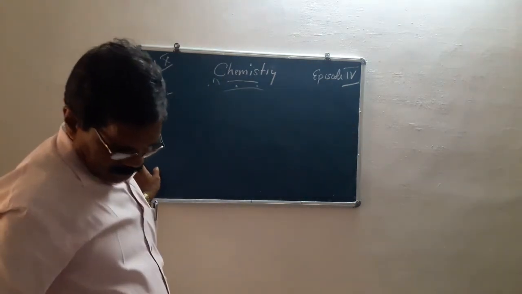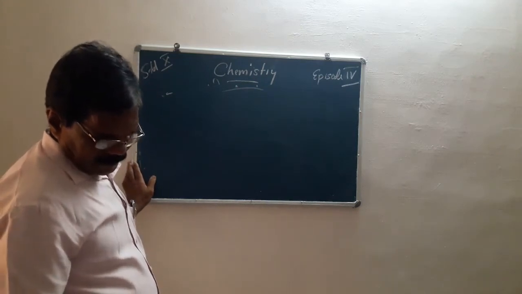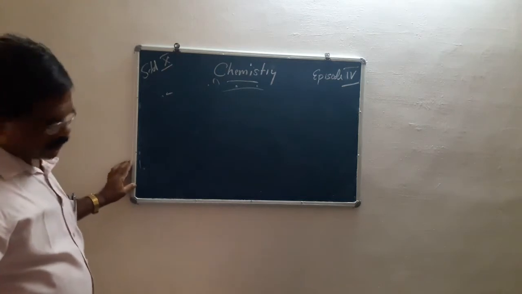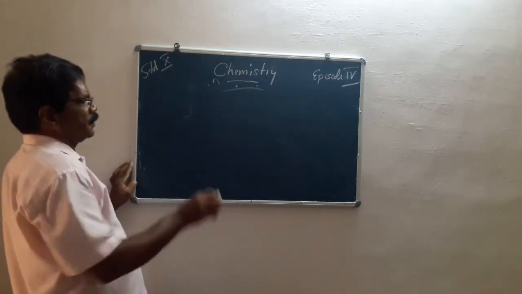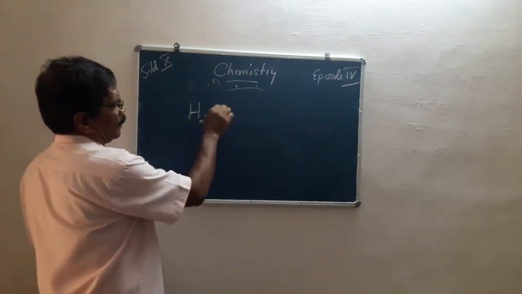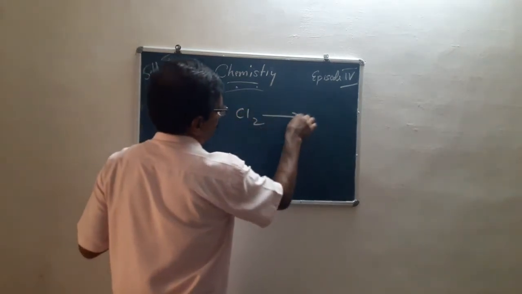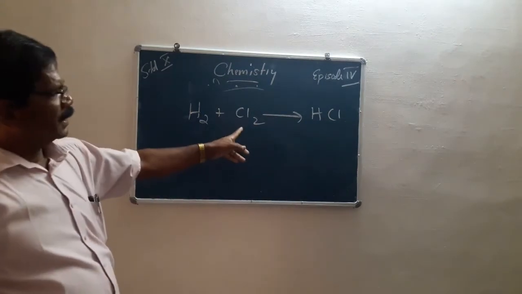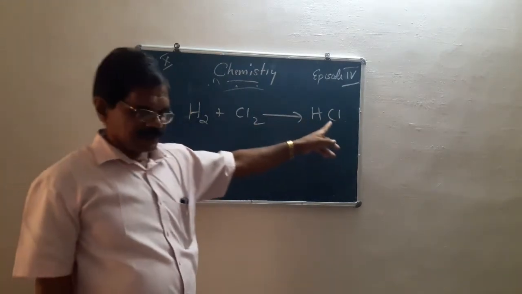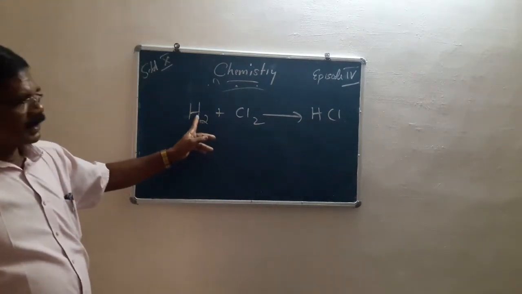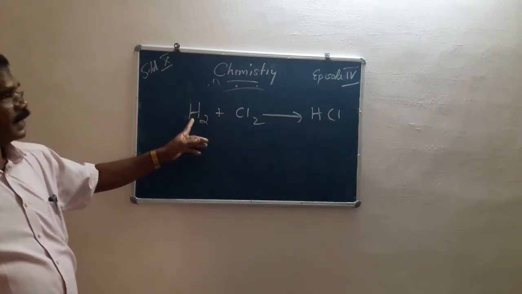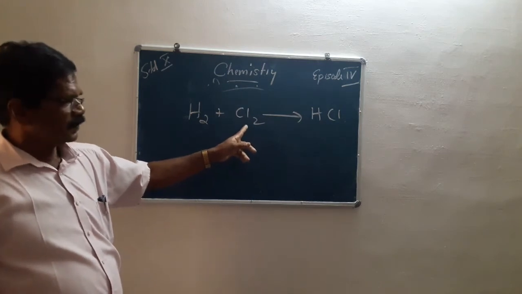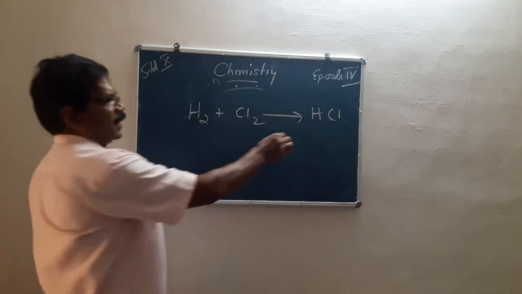The next thing is balancing a chemical equation. In your textbook, some questions are given, like H2 plus Cl2 gives HCl. We already know never to write H alone, because hydrogen is diatomic. Never write chlorine as Cl alone, write Cl2 because it is also diatomic. The product is HCl.